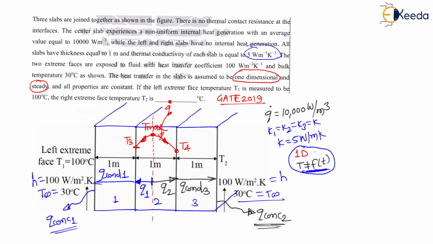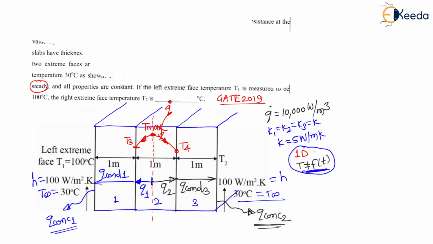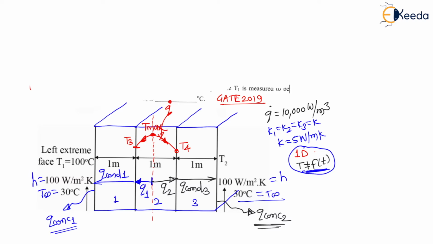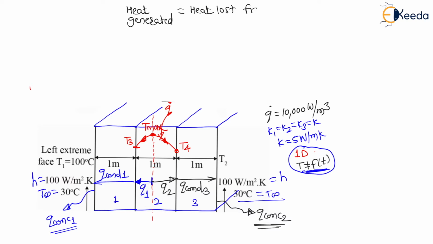So here I am deleting the question so that we will get sufficient space for the solution, because all the given data we have written, and we have to find T2. So let us solve for T2. Now, my dear students, one condition I will get: whatever heat is generated inside the center slab must be equal to the heat lost from the center slab, that is slab 2.